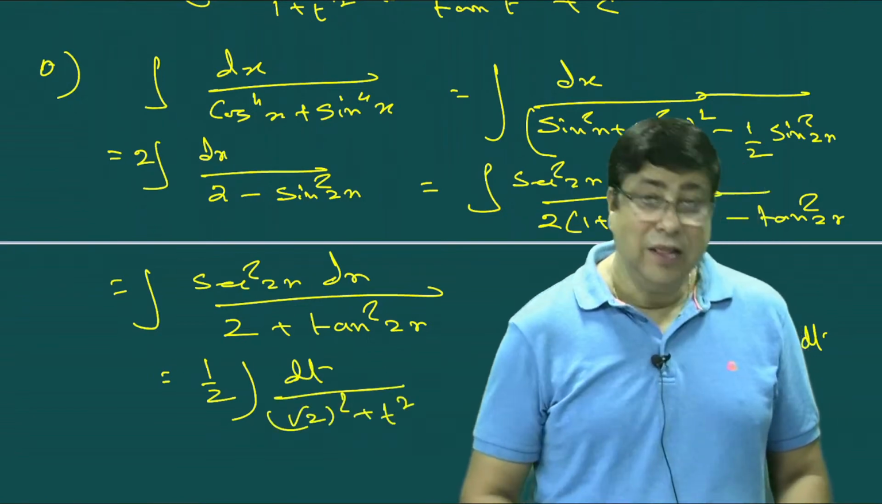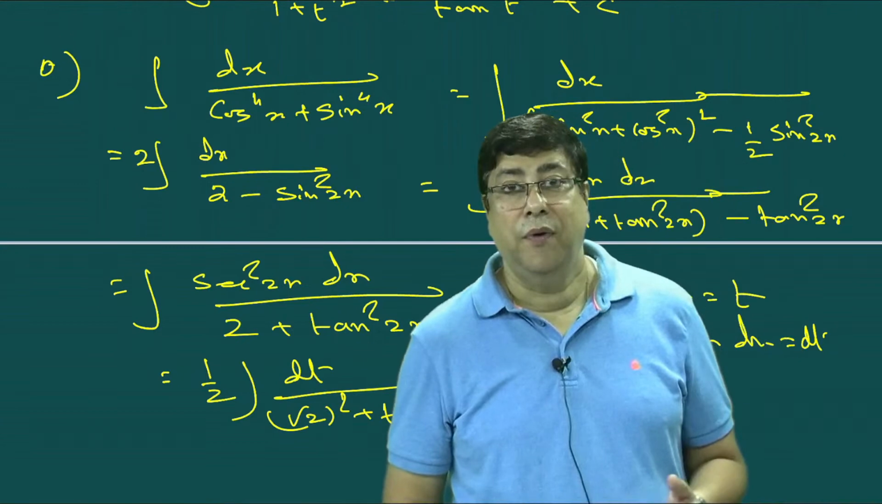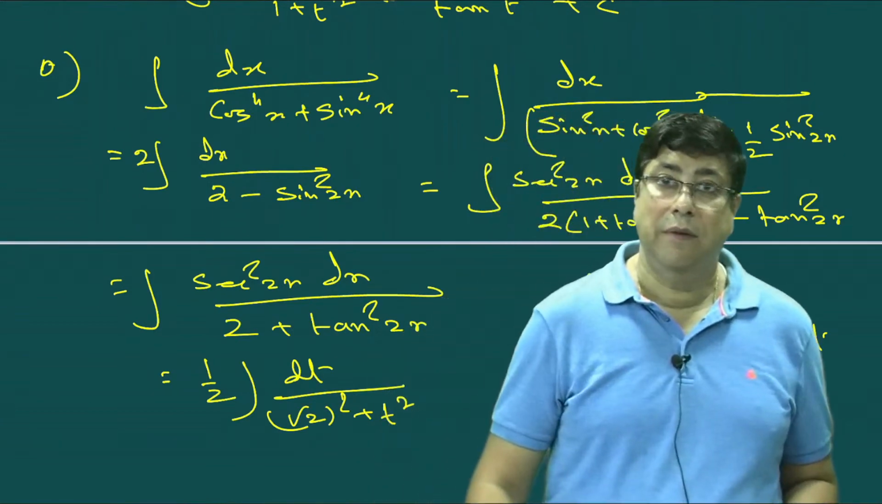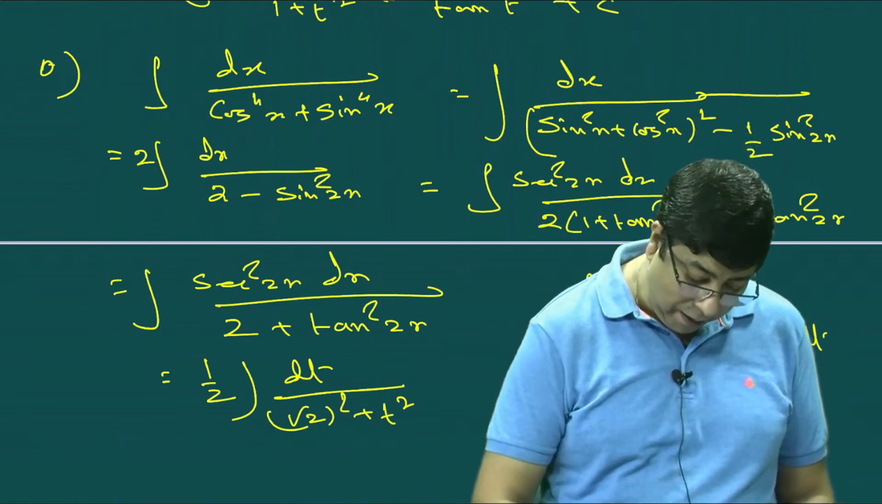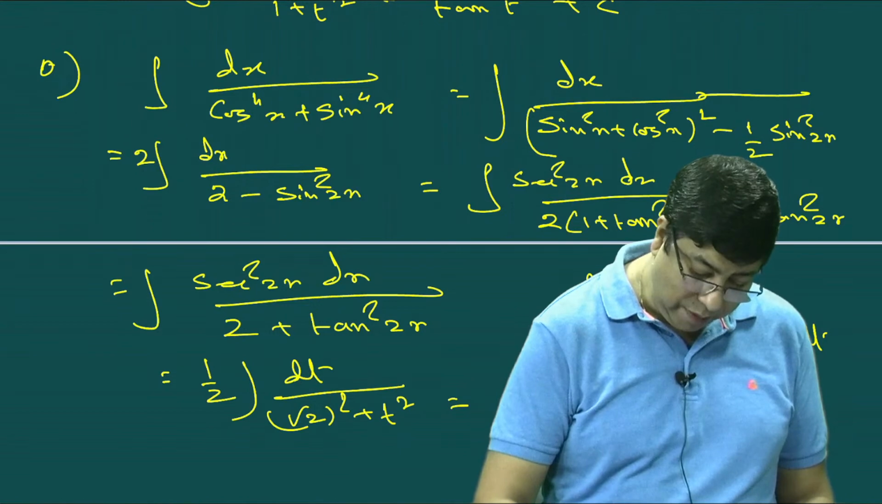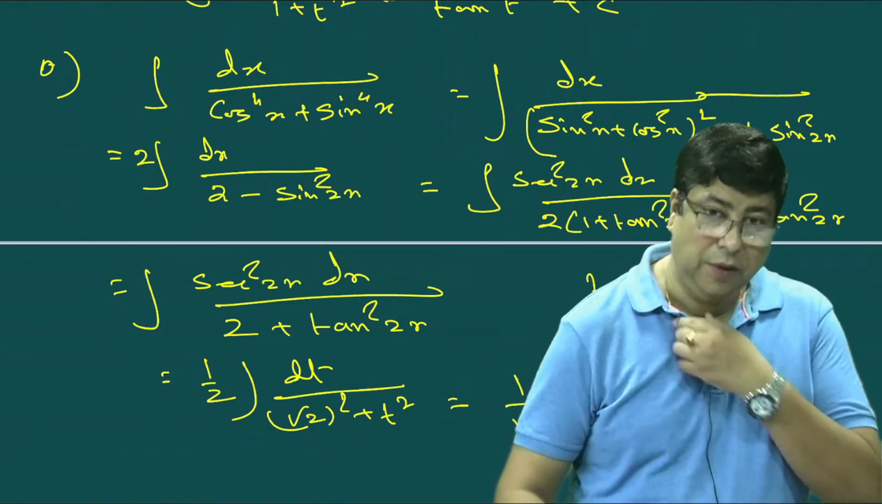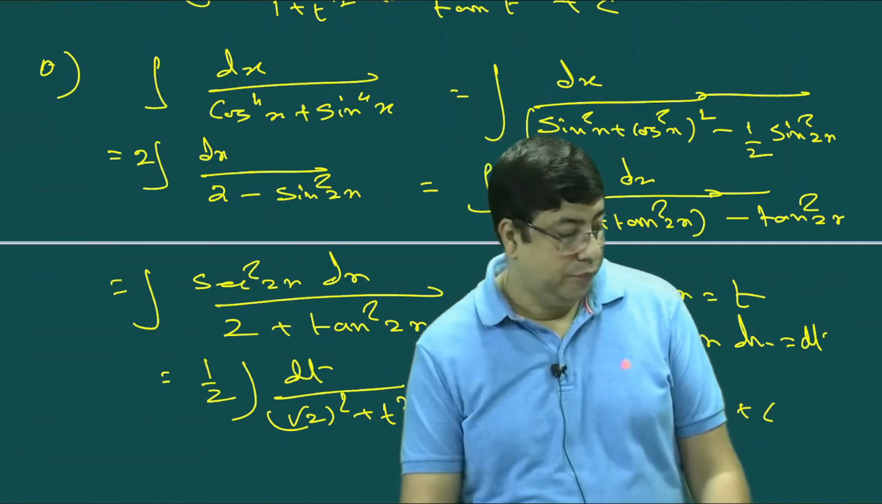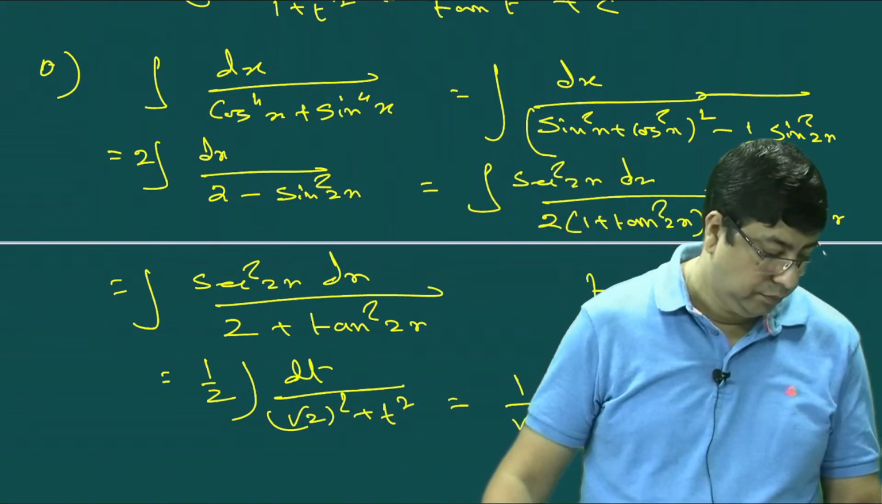Again this formula is a very, very common formula, 1 by a tan inverse x by a. So the final answer is in the 1 by a tan inverse x by a form. So we are getting 1 by root 2 tan inverse t by root 2 plus c. Okay, everybody, let's go to the next sum.